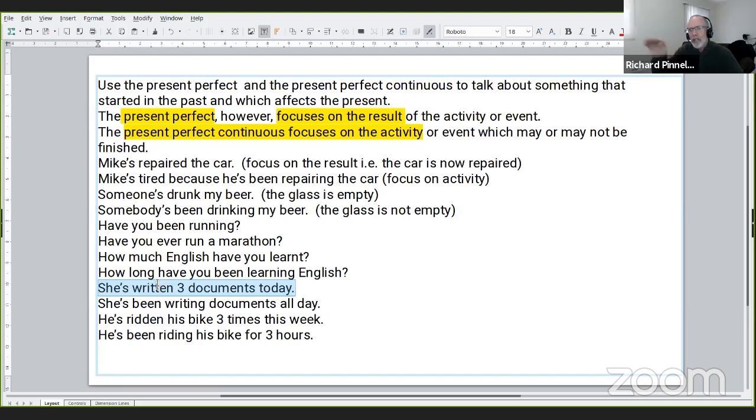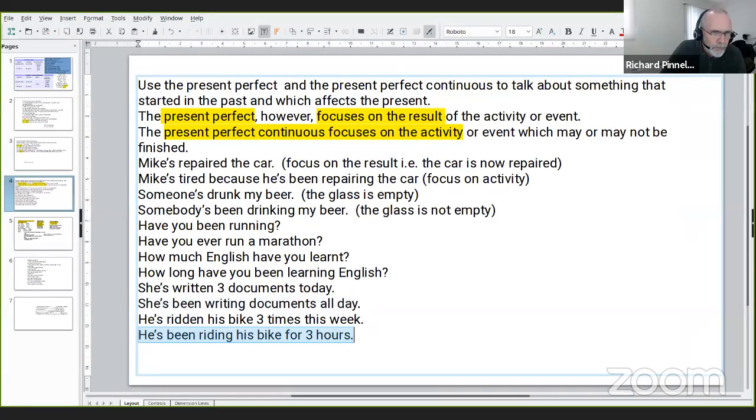She's written 3 documents today. If we're going to talk about a number of items, here's another example: He's ridden his bike 3 times this week. So 3 documents, 3 times. If you're talking about a number of separate events, use present perfect simple. She's been writing documents all day, talking about the activity. He's been riding his bike for 3 hours, talking about the activity.